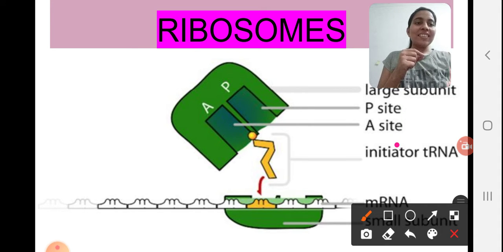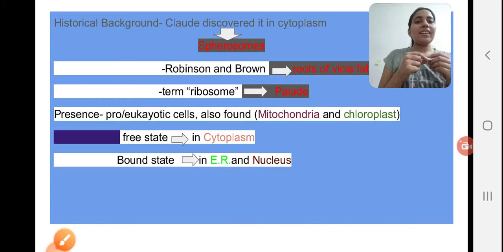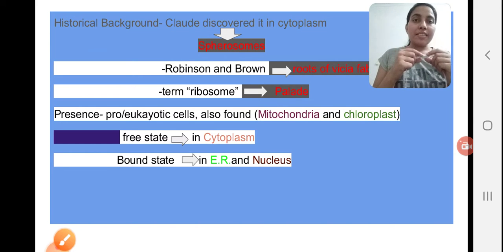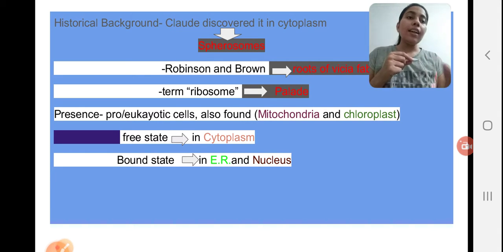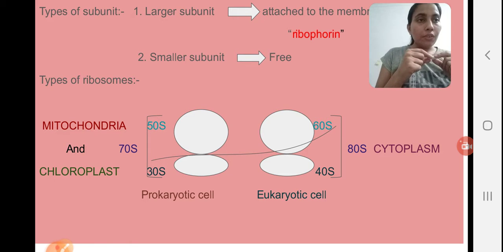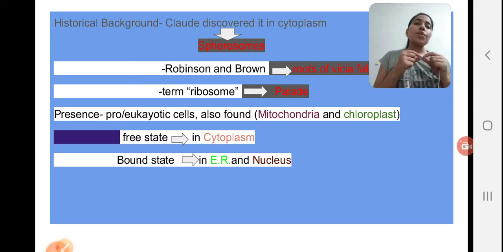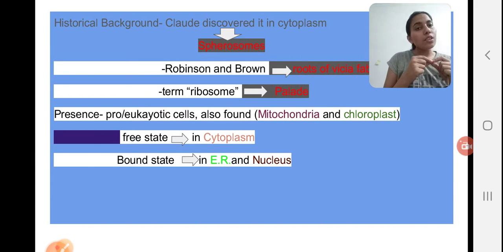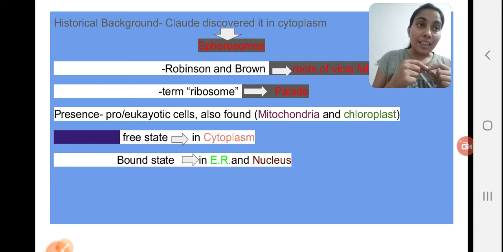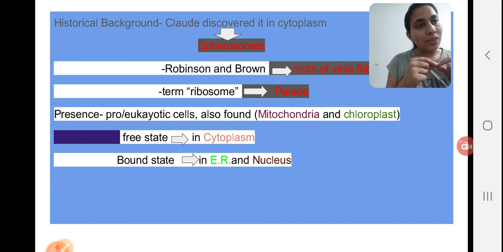So let's start. First we will discuss the historical background, then where it is present inside the cell, and then the structure of ribosome and its types. So let's start. In this historical background, we will start with Claude. Claude was the first one who discovered this ribosome in the cell cytoplasm, and he named it spherosomes.